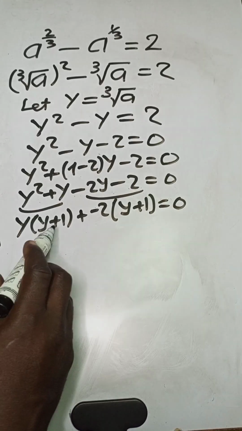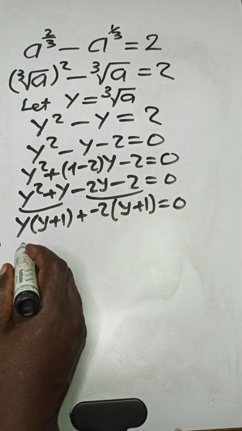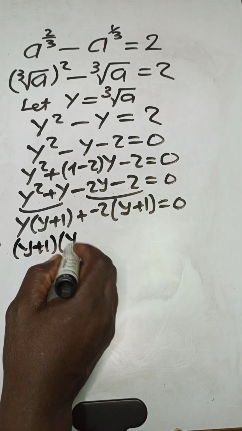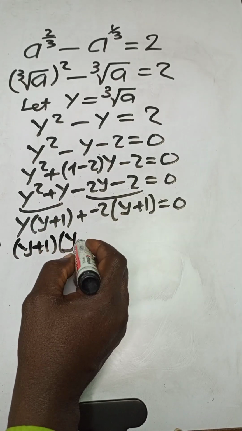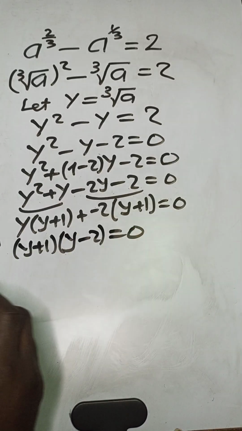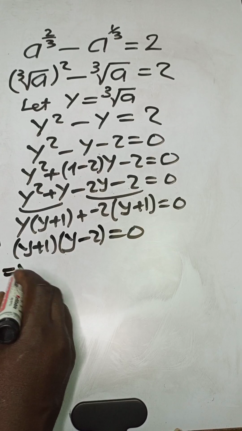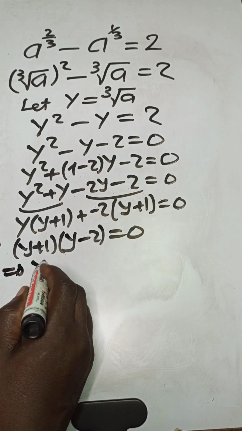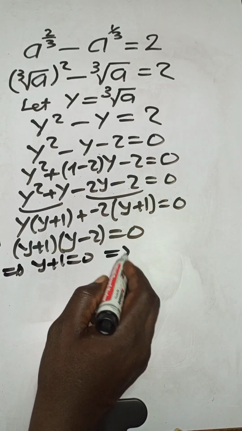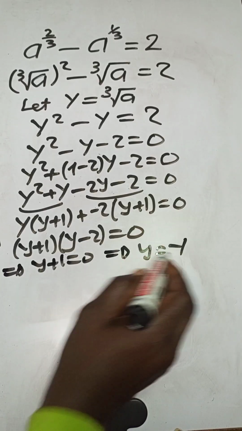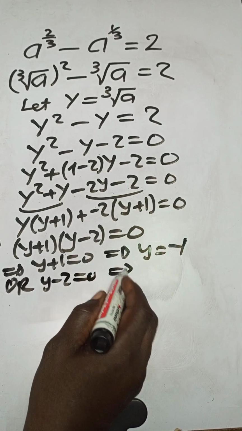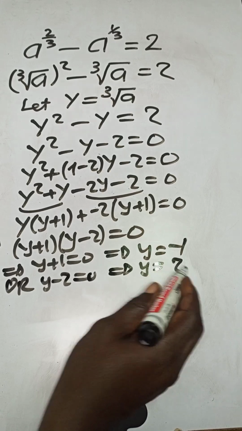So we continue. Here again, we see y plus 1 is common. So we factorize out y plus 1. When we remove it from here, we get y. And when we remove y plus 1 from there, we get -2. So here we got the 2 factors in terms of y. Now if this product gives us 0, either y plus 1 is 0. If that is true, then y equals -1. Or y minus 2 is 0. If that is true, then y equals 2.